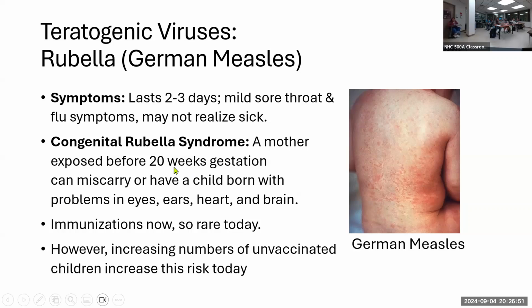So if she's exposed before 20 weeks gestation, she can miscarry, lose the baby, or that child can be born with defects in eyes, ears, heart, and brain. So it's a serious illness. So now we vaccinate. All of you probably had to have vaccinations before they let you in school.